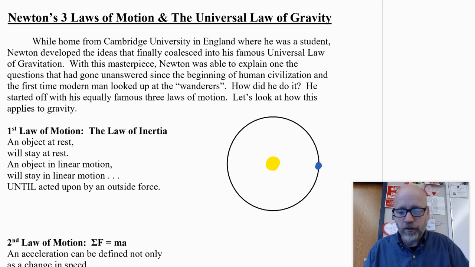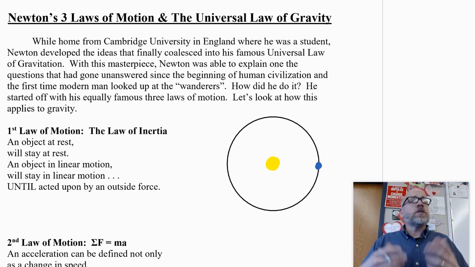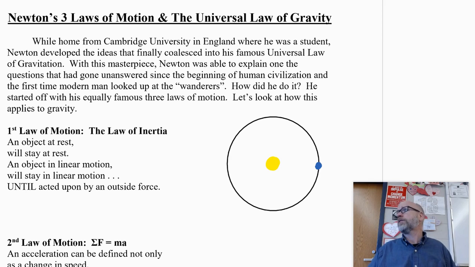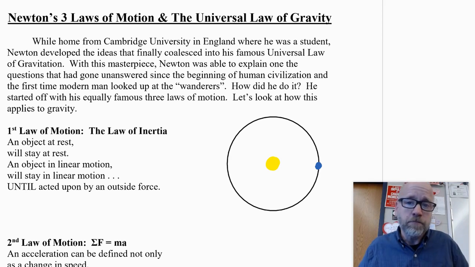Here we go. I took the liberty of drawing in a circle, so it would look nice to start. The first law of motion was actually developed by Galileo Galilei. But Newton did a better job packaging it all together, so we call it Newton's first law. And if you feel the urge, go ahead and recite it with me as we go. An object at rest stays at rest. An object in linear motion stays in linear motion until acted upon by an outside force.